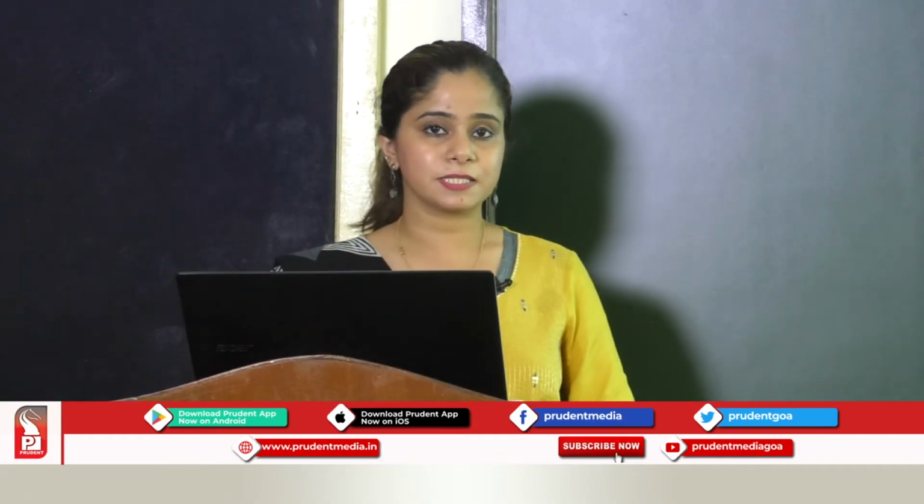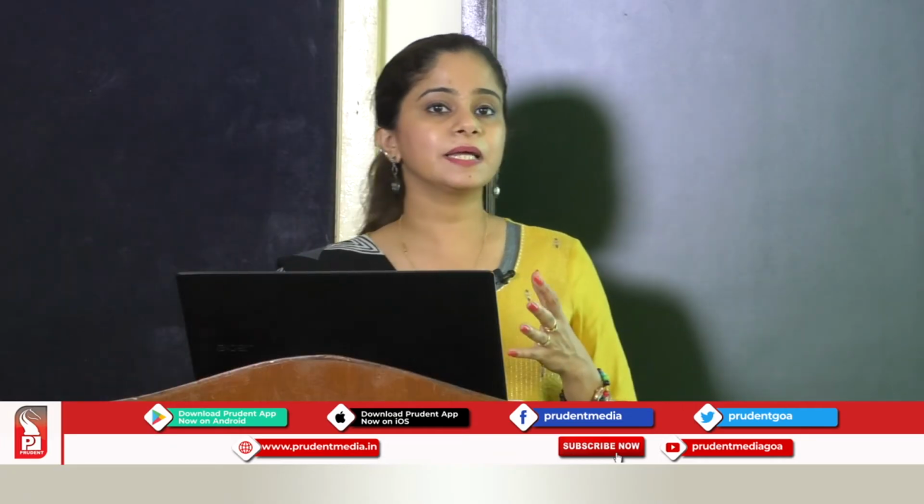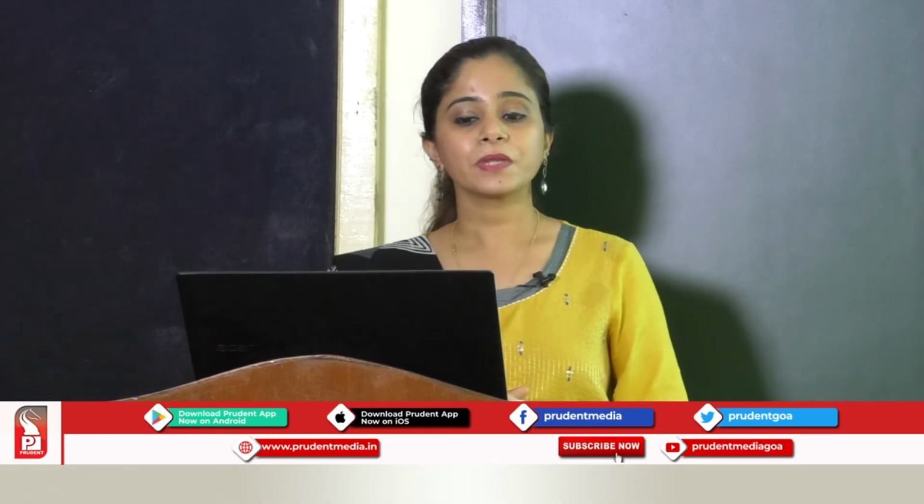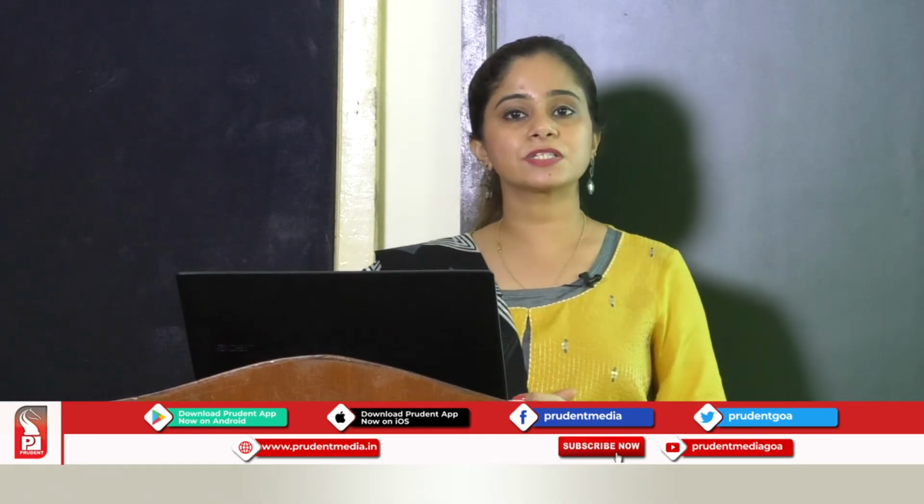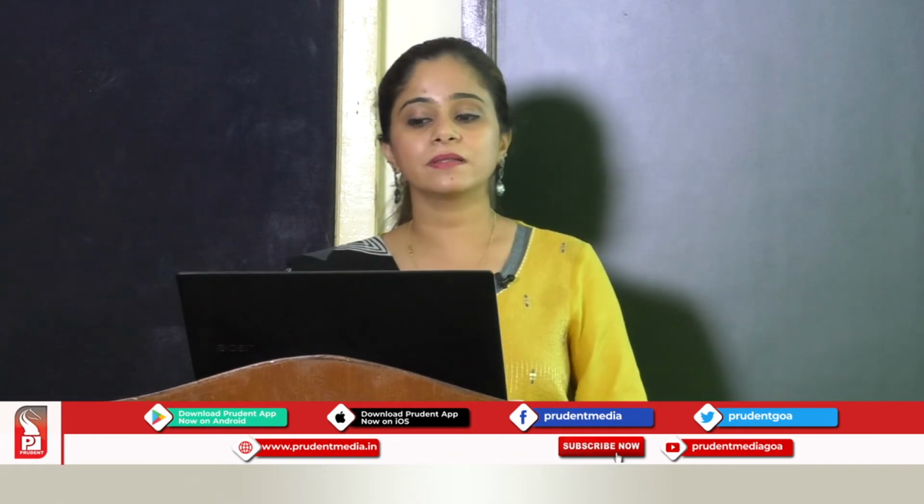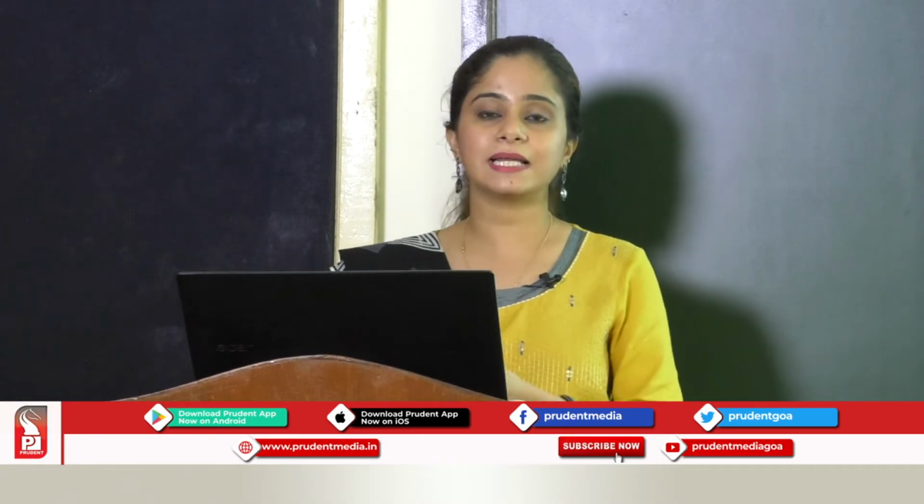Size of the business. Here let us take the wholesale trade and the retail trade. In wholesale trade, you require more capital because you are dealing in bulk, whereas in retail trade, you will require less capital. So a society which is engaged in wholesale trade will require more capital, while a society dealing in retail trade will require less capital.